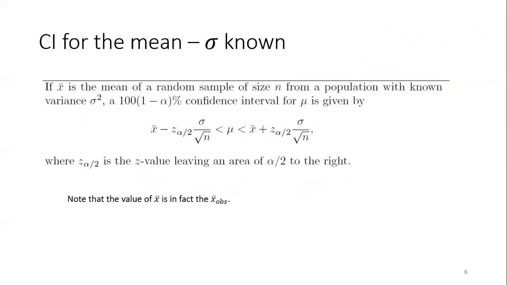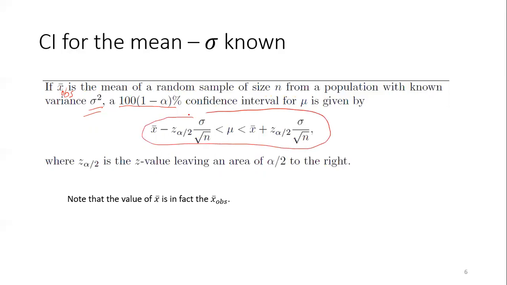So we can write the confidence interval as follows. This is the formal formula for the confidence interval. If x bar is the mean of a random sample, in fact, remember, when we use small letters, it's the value, the scalar. So in fact this is x bar observed, the observed value. If x bar observed is the mean of a random sample of size n from a population with known variance sigma squared, then the 100 times 1 minus alpha percent confidence interval for mu is given by this formula, okay?